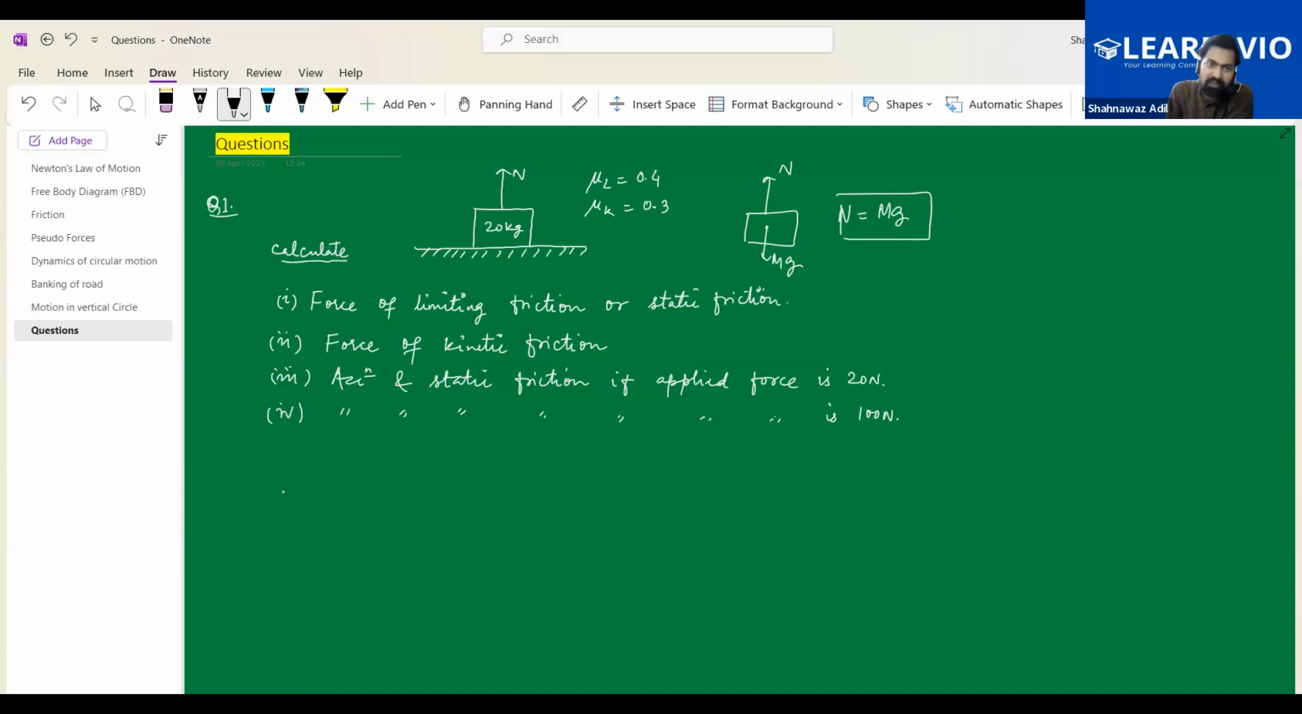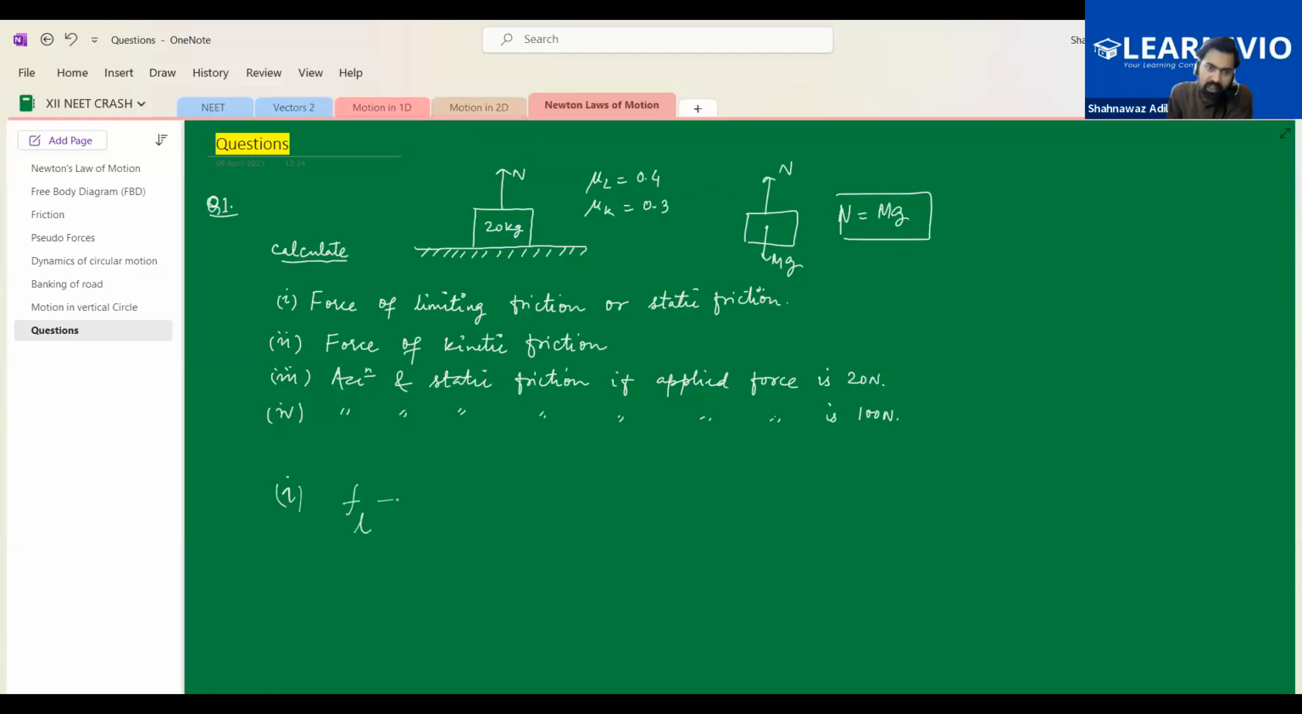In the first part, you have to find out what is the limiting friction. What is FL? This is the first thing that you have to know. So FL would be simply mu L times N. And how much is mu L or mu S? So mu S is 0.4, right? And N is mg. So this is 0.4, and m is how much? That is 20, and g is 10. So how much is this? This is 8, and 8 into 10 is 80. So 80 Newton.